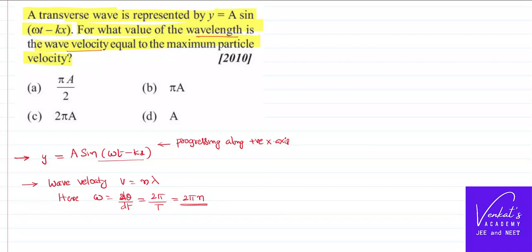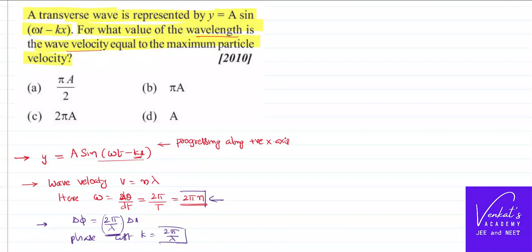Now you know ω. What is this k? If you remember, we have discussed a relation that the phase difference Δφ equals 2π by λ into Δx. This 2π by λ is a constant which is called the phase constant. So how much is that phase constant? k is 2π by λ. Now you know ω as 2πn and k as 2π by λ.